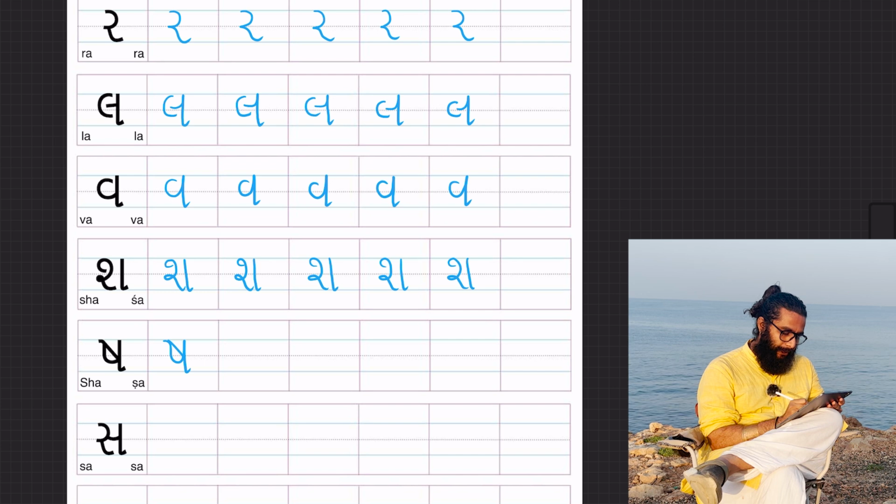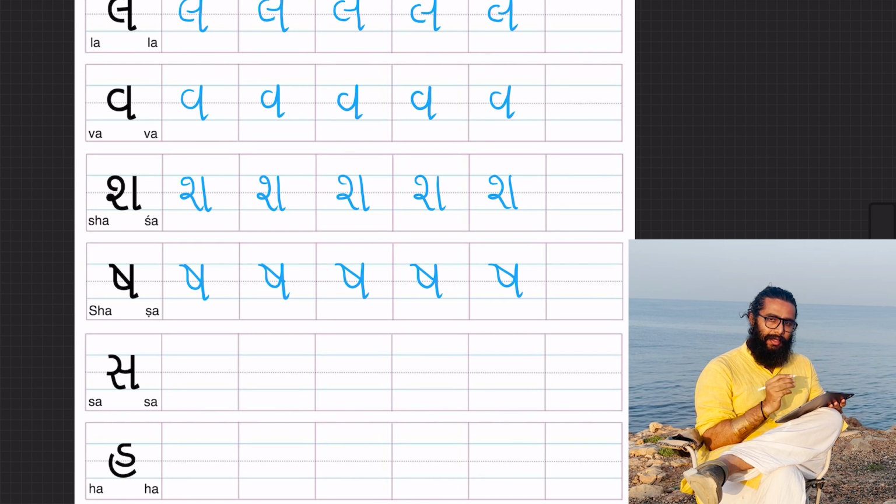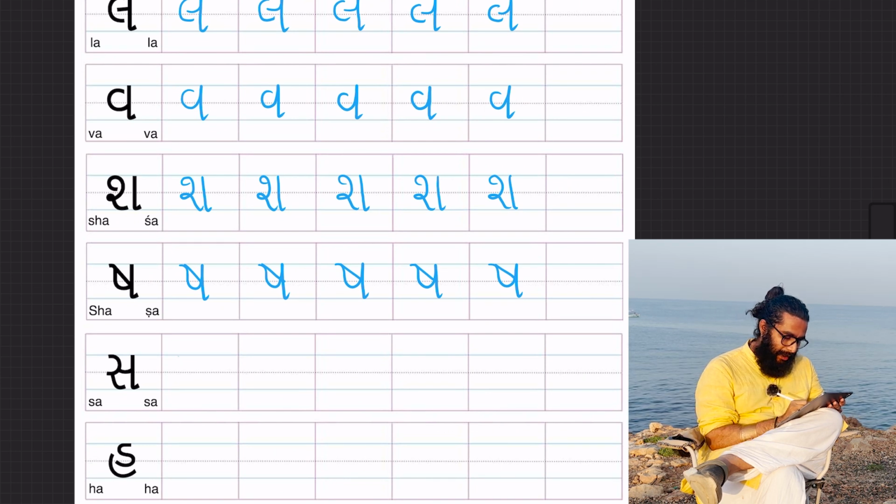Sha. Sha. Sha. Sha. The next sound, which is very soft and thin, sa, is written like this. Sa.